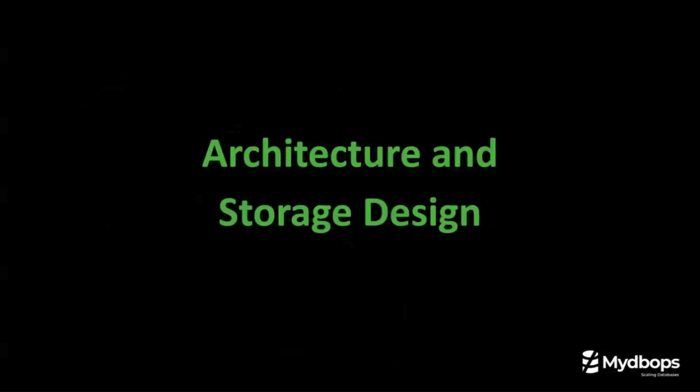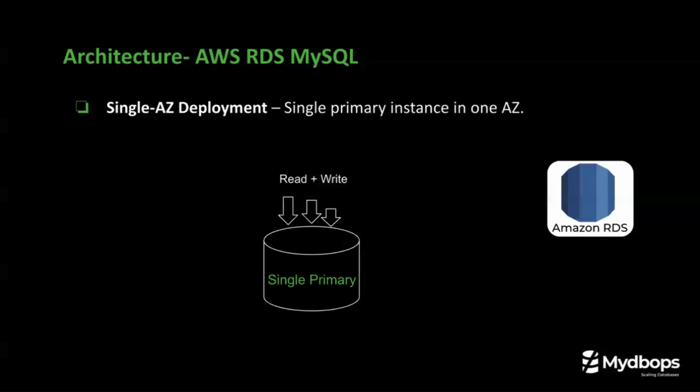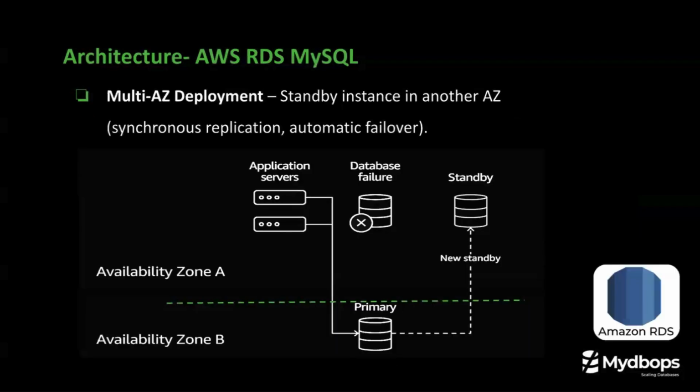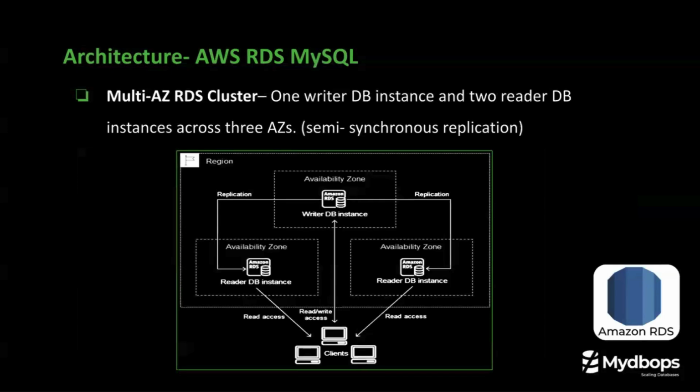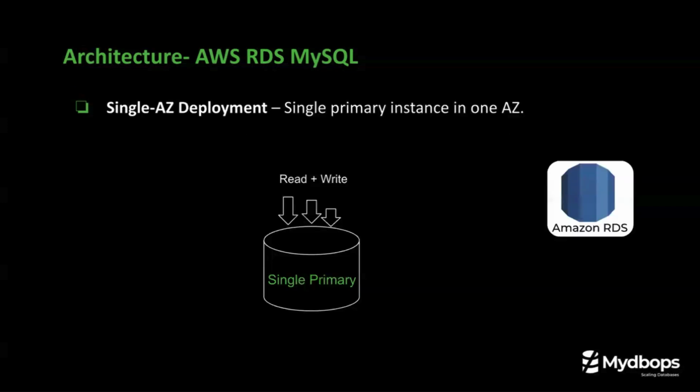The first comparison of these managed database services is architecture and storage design. Till now, we segregated the AWS MySQL database services into three. One is RDS, the other is Aurora, and then Serverless, where in RDS itself we have three subcategories. One is single AZ, the other is multi-AZ, and finally RDS multi-AZ cluster.